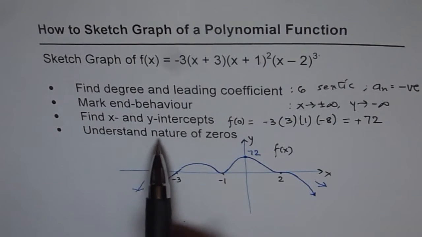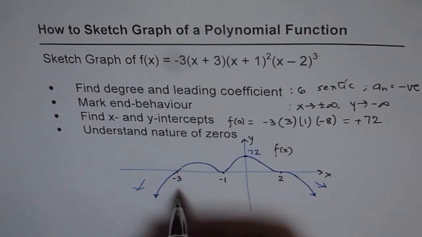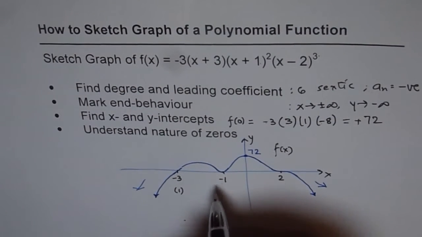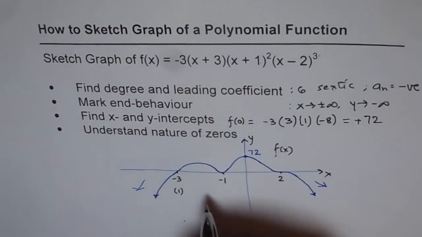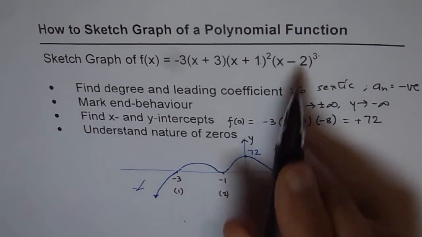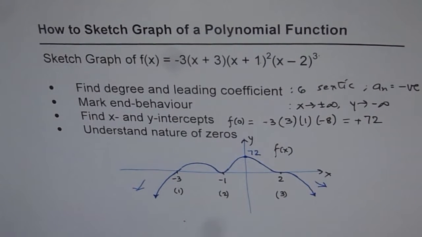So understanding the nature of zeros is very important. Whenever you write x-intercepts next time, mention the order of zeros. So here -3, the first zero, was of order 1. The next one was of order 2, so it bounced back. And the third one was cubic in nature, order 3. Specifically I took this example with 3 different kinds of zeros.